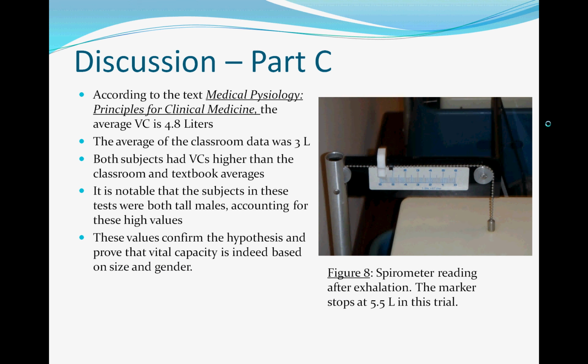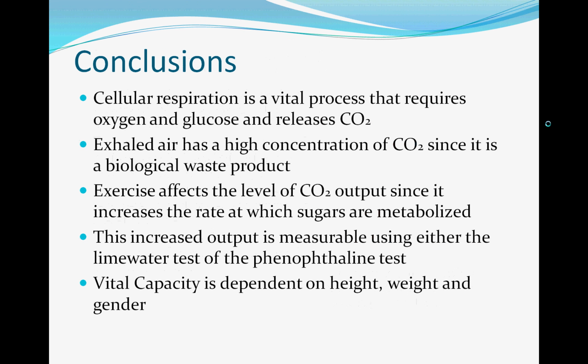According to Medical Physiology, a clinical text, the average vital capacity for people is 4.8 liters. The average vital capacity for the students in the classroom was 3 liters. Both subjects had vital capacities higher than the classroom and textbook averages. It's important to note that both of these subjects were consequently tall males, which account for these high values. These high values confirm the hypothesis that the vital capacity is dependent on size and gender.